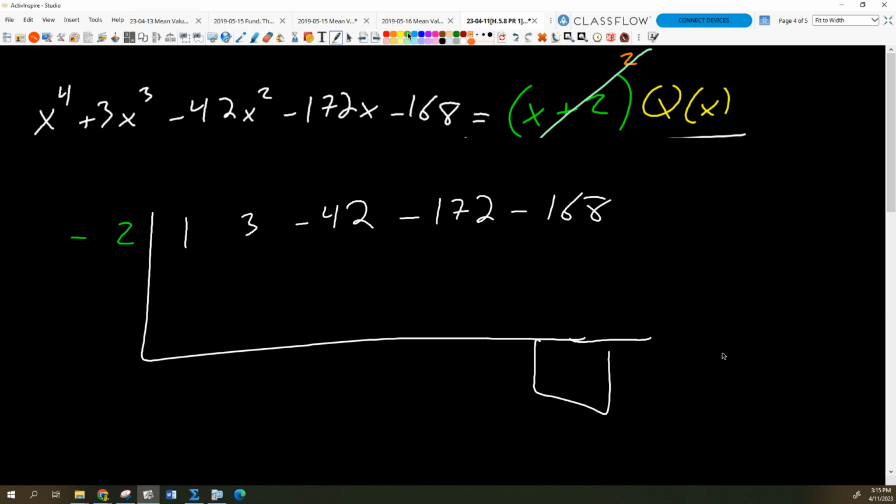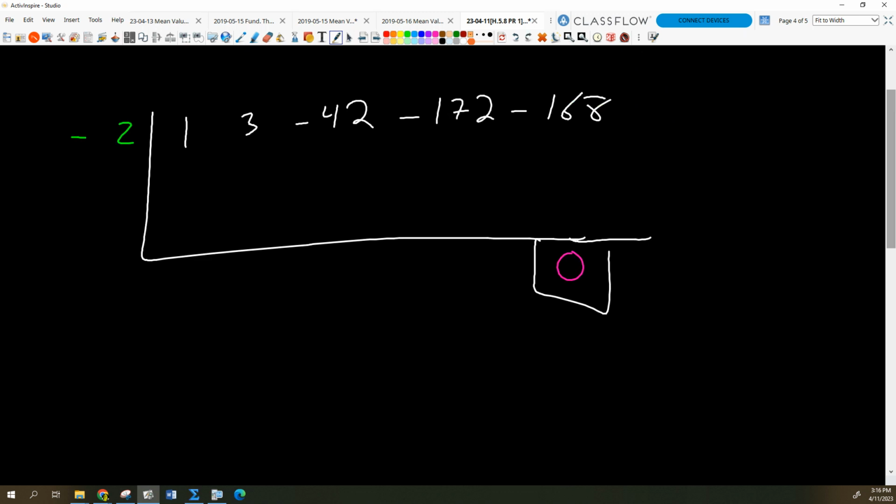So how many times should I be able to run that through synthetically and get 0 remainder? 2, because the multiplicity is 2. It's got to divide it evenly 2 times. So we already know this is going to be a 0. What are we going to be left with when we divide our original polynomial by x plus 2 once? Well, let's find out.